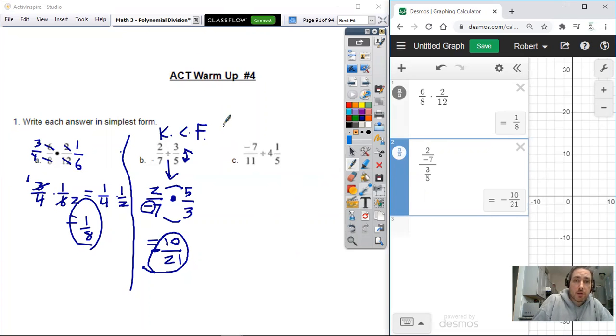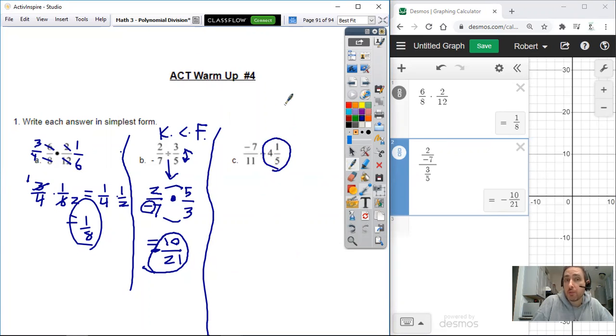Okay, letter C, we're going to do -7/11 divided by 4 and 1/5. First, here are the rules to convert an improper fraction or a mixed fraction. First, we're going to times those two together, 4 times 5, so it's going to be 20. Then you're going to add that to the 1, plus 1, and then we just put it all over 5. So it's 21/5.